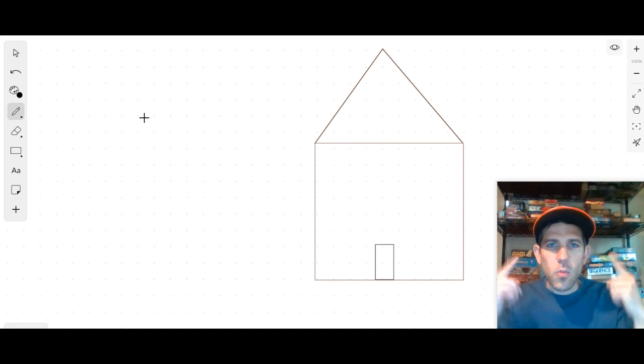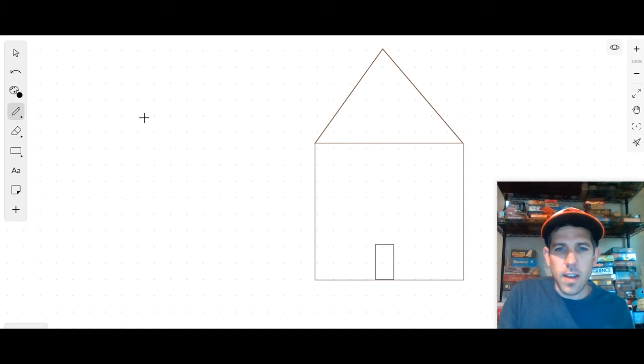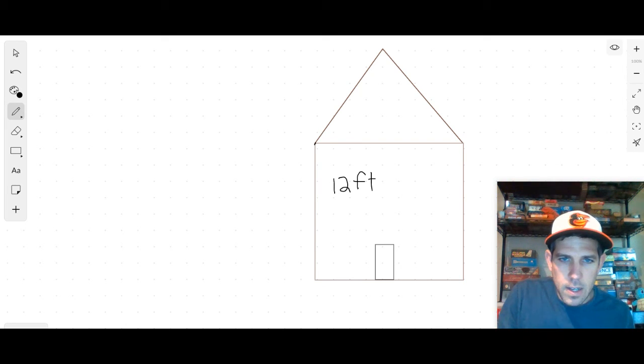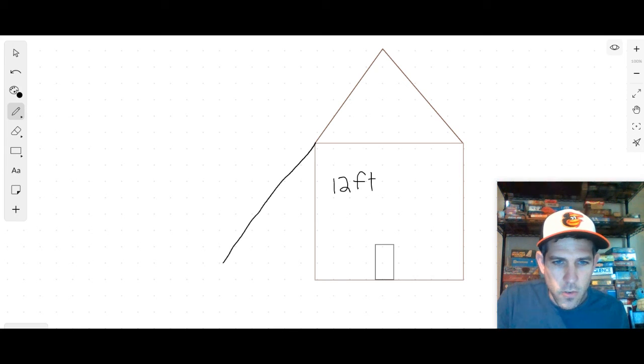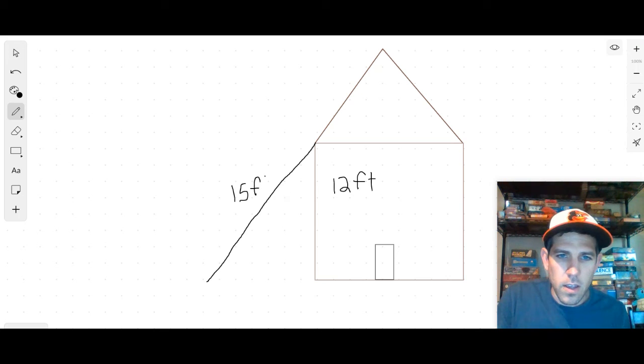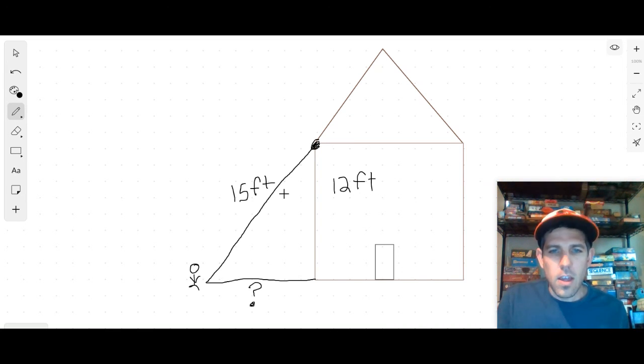Hey class, it's Mr. Bigsby with a hat, and I've got a challenge problem for you. All right, so this is my house. My house is about 12 feet tall, and I want to get to the top using a ladder. All right, so if I put a ladder at the very top and I put it to the ground, I know my ladder is 15 feet long. The question is, how far away from the house do I need to put the ladder? Where should I stand so that it can reach the top? All right? Leave your answer in the comments.